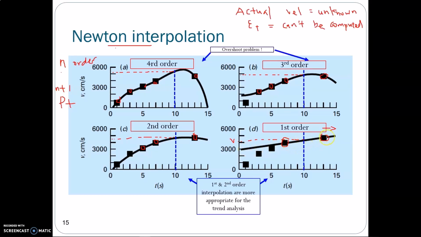So you can see the black line here is the interpolation result by using first order until fourth order interpolation method. In actual scenario, we only have 5 measurement points, and the actual velocity at other points is unknown. Therefore, we cannot check and compute the true percent relative error, so we cannot tell which order has the best interpolation result based on this.